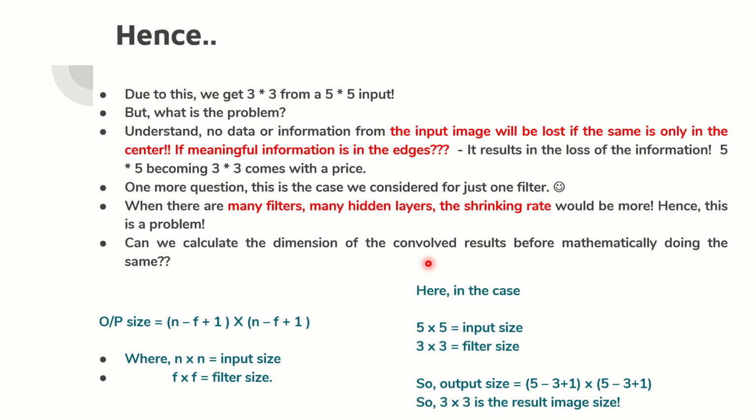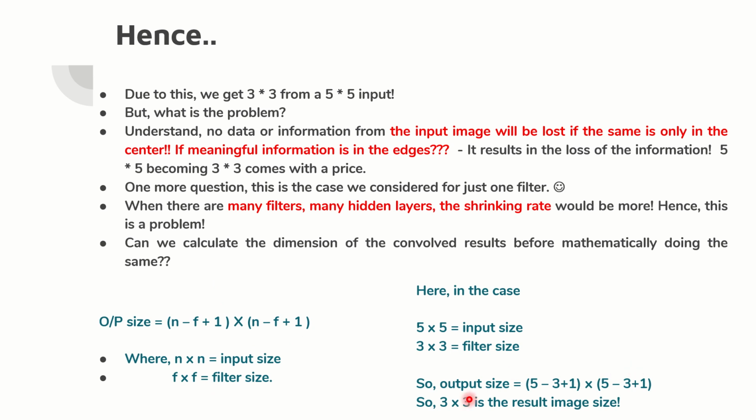What I mean to say is the dimension should not be lost at any cost, and for that we need to go with a method called zero padding. Before we go mathematically into how we zero pad, we can calculate the dimension of the output when we convolve the input image with some filter. There is a formula for it: n minus f plus 1 cross n minus f plus 1. N is the input size, f is the filter size. In our case we have 5 cross 5 and 3 cross 3, so 5 minus 3 plus 1 cross 5 minus 3 plus 1, which is eventually 3 cross 3.